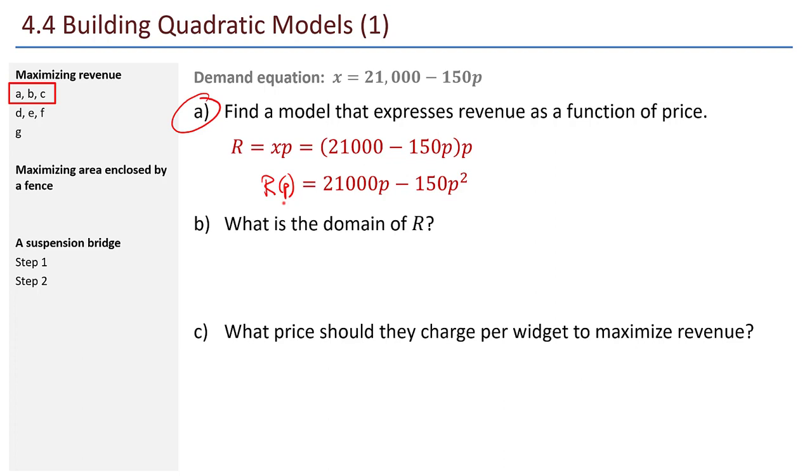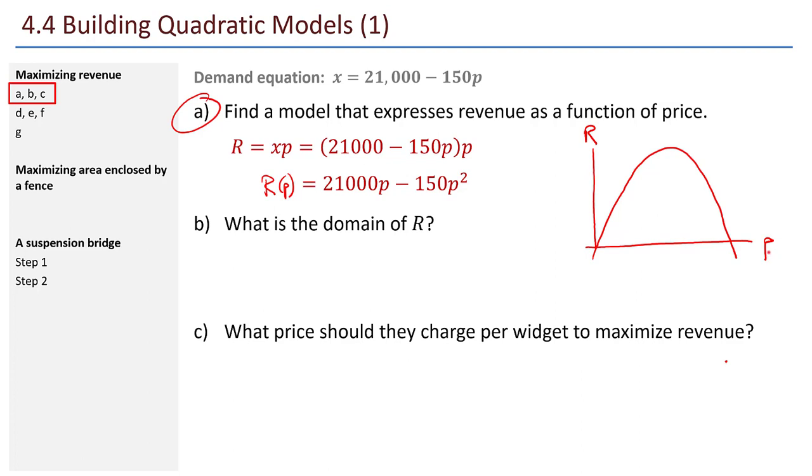And look at this. This is a quadratic function. Now, in the quadratic function, I have ax squared plus bx plus c. My a is negative 150, and the b is 21,000. So this actually, if I were to graph it, this would be a downward opening parabola. This kind of makes sense for revenue.